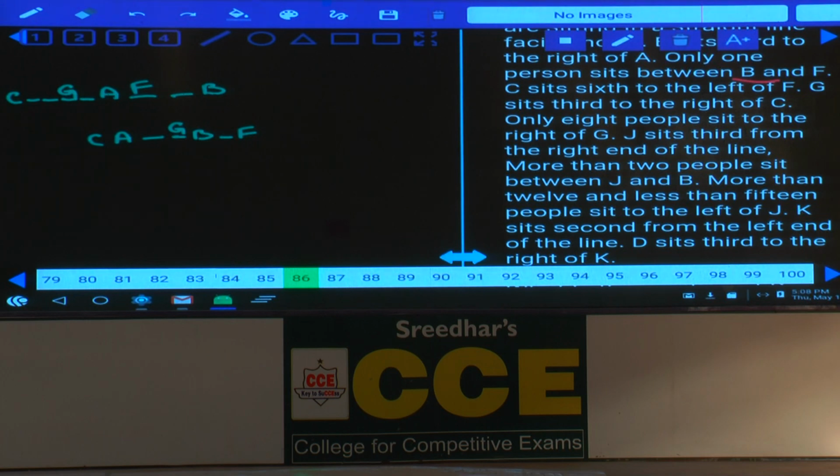And next one. 8 people sit to the right of G. 1, 2, 3, 4, 5 and 3 more persons. Only 8 people sit to the right of G. Here 1, 2, 3, 5 more persons are to the right hand side of this G.